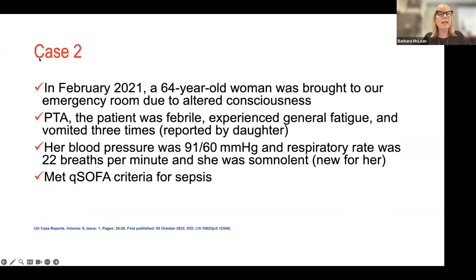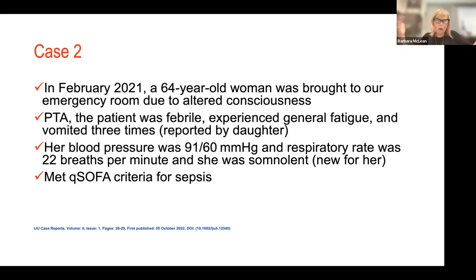Okay, so now we're going to take a look at another patient, case number 2. This is our last case. In February of 2021, a 64-year-old woman was brought into our emergency department. She was brought because her family said she had an alteration in her consciousness. Prior to admission, she'd been febrile. She was experiencing really general fatigue, very unusual for her. Her daughter was with her. Daughter says she vomited 3 times and it was really a lot of vomit. And her blood pressure is 91 over 60, respiratory rate is 22 breaths per minute. She's somewhat somnolent, and that's new for her.